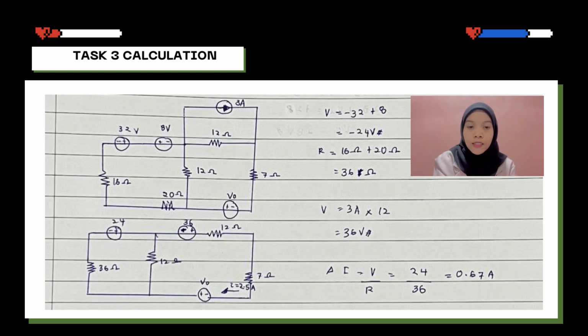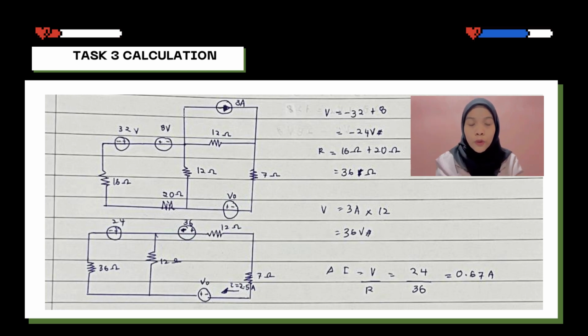For loop 2, we can see it's in series, and for the calculation we can calculate V equal to negative 32 plus 8. Why negative 32? Because the current is in the negative source, and the 8 volt is positive, and then we get negative 24 volt. For the resistor, 16 ohms plus 20 ohms, and then we got 36 ohm. Because it is in series, we add them, and then we got the answer.